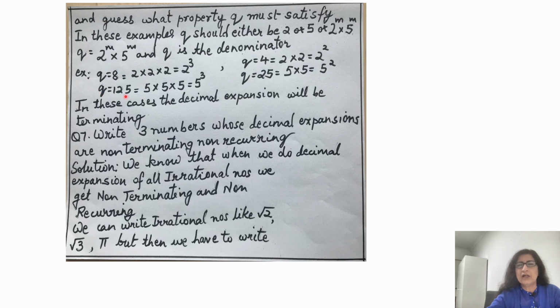If Q is equal to 125, it can be written as 5 into 5 into 5 or 5 to the power 3. Now if Q is equal to 25, it can be written like 5 multiplied by 5, which is equal to 5 to the power 2. In these cases, the decimal expansion will be terminating. We move on to question number 7.